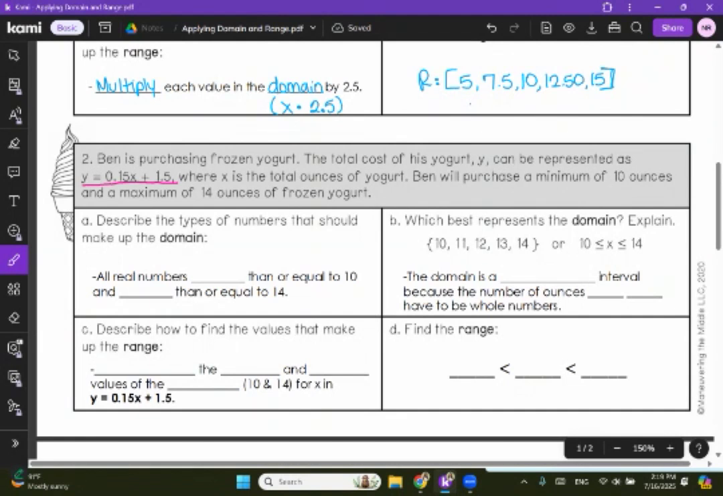where X is the total ounces. Ben will purchase a minimum of 10 ounces, but a maximum of 14 ounces of his frozen yogurt. Describe the types of numbers that should make up the domain.